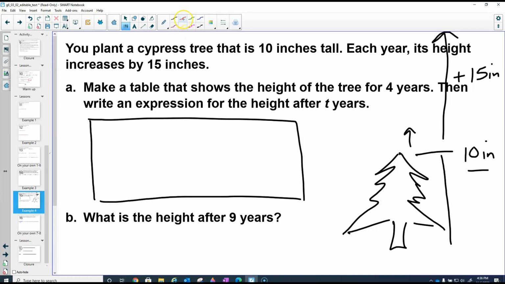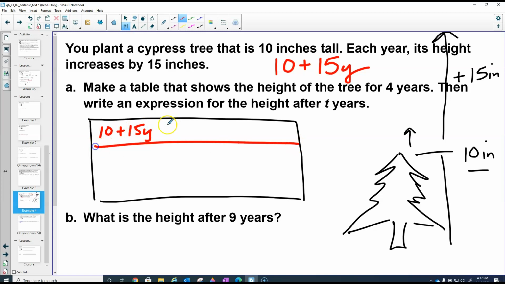My equation is going to look like this. I'm starting with my 10 inches, and then every year I'm going to be 15 inches bigger, but I'm going to multiply that by how many years there are. So if I did it with 1 year, so this is my equation, and then I'm going to put my different years here. So let's say I have 1 year, and then what is it in 2 years? What is it in 3 years? And then what is it in 4 years?